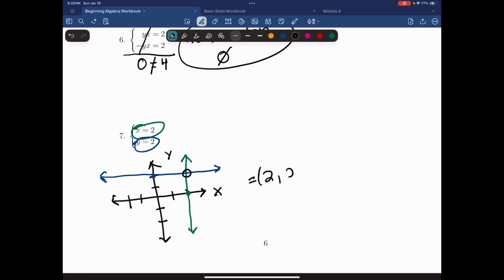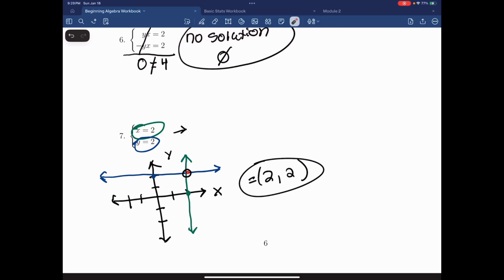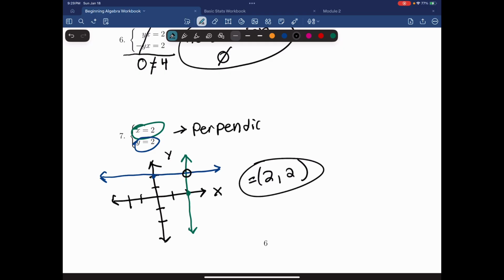And then here, we also need to determine if these are parallel, perpendicular, or neither. Well, since we have a vertical line and a horizontal line crossing through each other, we know that these are perpendicular lines.